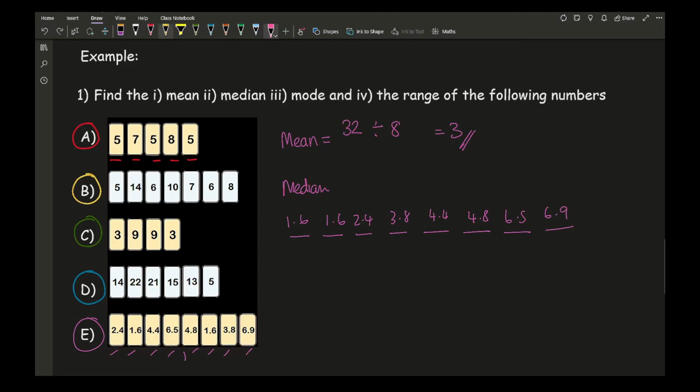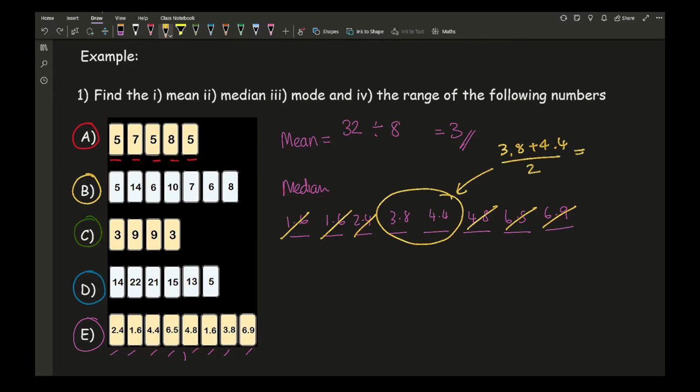So again, I'm going to go through my list of numbers. So I've got one off there, one off there, one off there, one off there, one off there, one off there, and I've got these two numbers here. So again, if you're not sure about which number's in the middle, simply add them together. We're going to go for 3.8 plus 4.4, divide that by 2, and 3.8 plus 4.4 divided by 2 gives me 4.1. And again, if you could do that in your head, brilliant, good for you. But again, it's always worth just making sure so not making any silly mistakes.